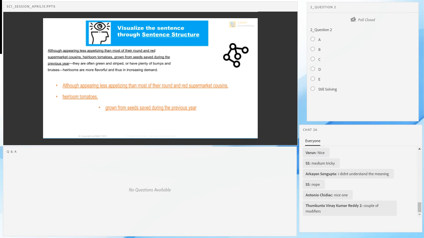Now observe that I have done an indentation here, right? Because I know in my mind I am making those connections that this part of the information, grown from seeds saved during the previous year, is giving me some additional information about heirloom tomatoes. So I have indented that inside. So that is the power of making that sentence structure in my head as I'm reading the sentence. And I'm pausing while I'm reading the sentence.